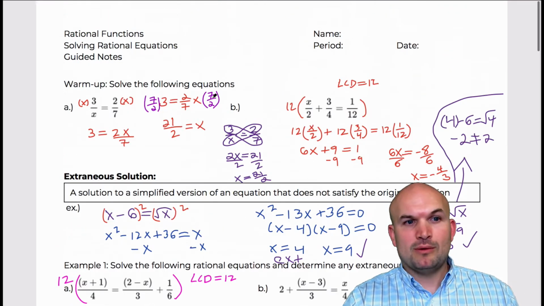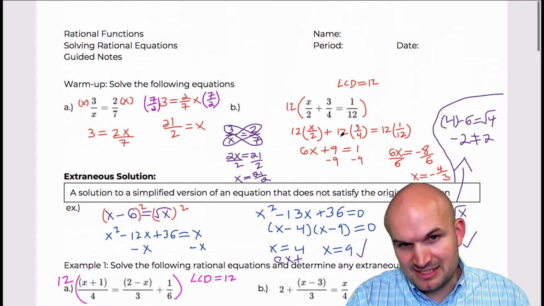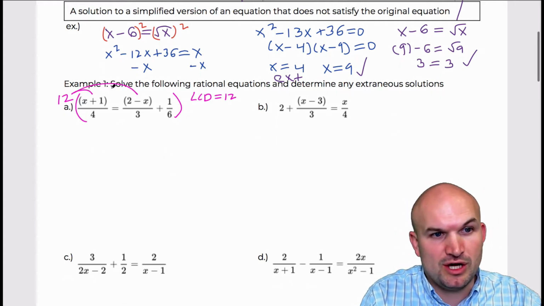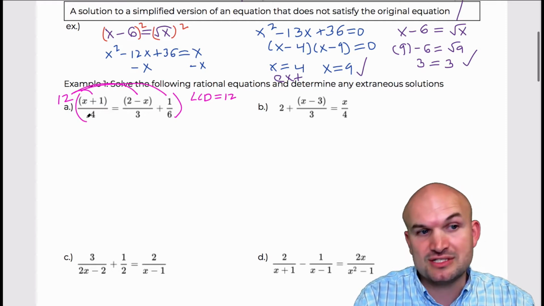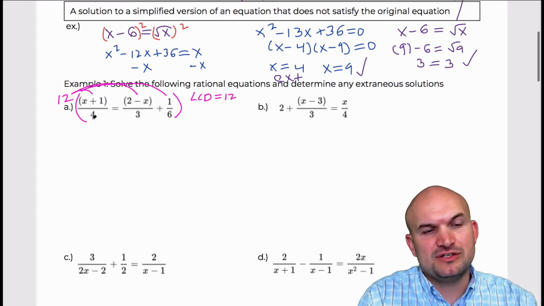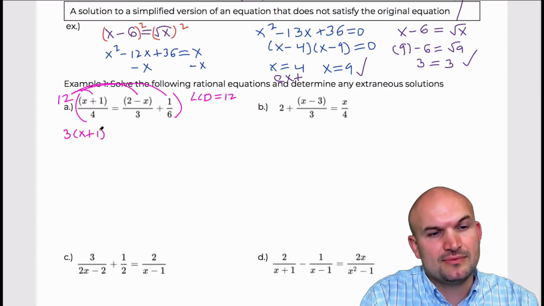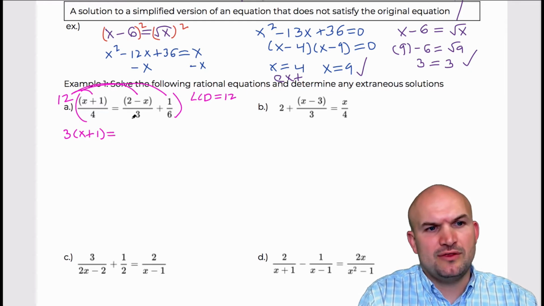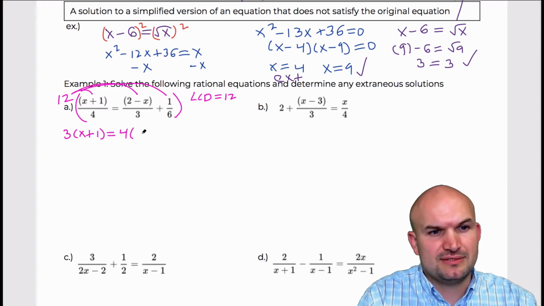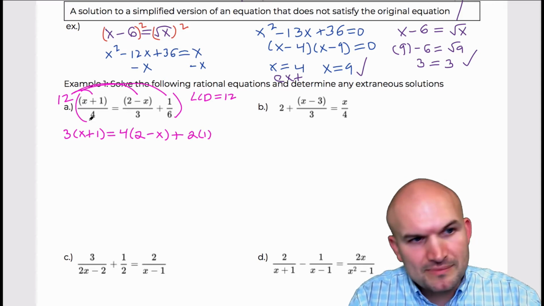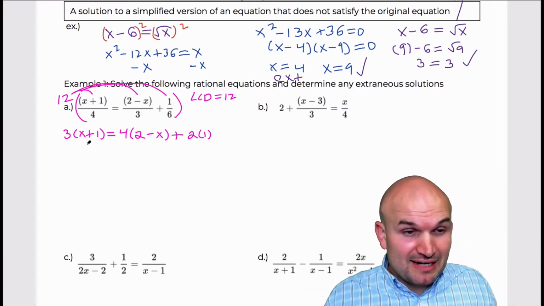Now, unlike my warm-up where I wrote this out, I'm going to save myself some time and just simplify it as distributing this 12 to everything. All right, make sure it's times everything. So when I do 12 times this, 12 divided by 4 divides into 12 3 times, so I'm left with 3 times x plus 1. Here 3 divides into 12 4 times, so that's going to be 4 times 2 minus x. And then 6 divides into 12 2 times, and then I'll just put a 1 there just for fun.